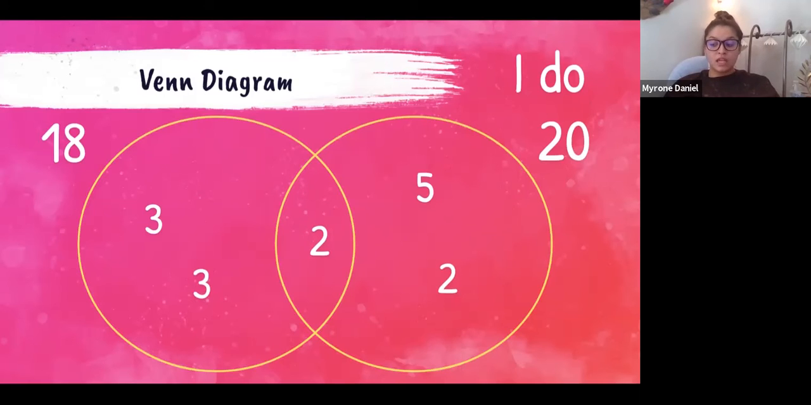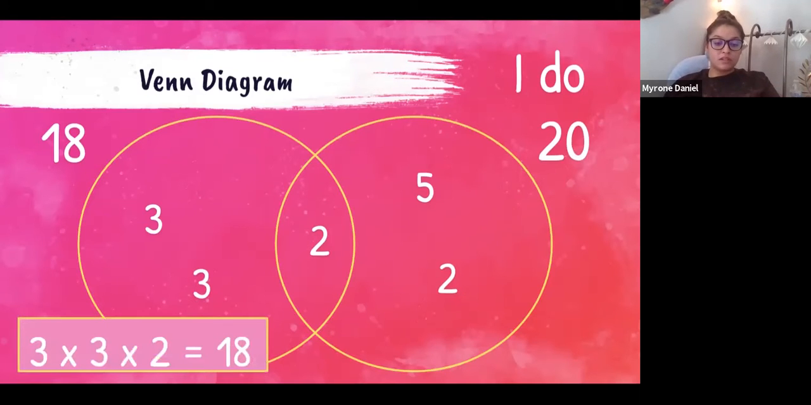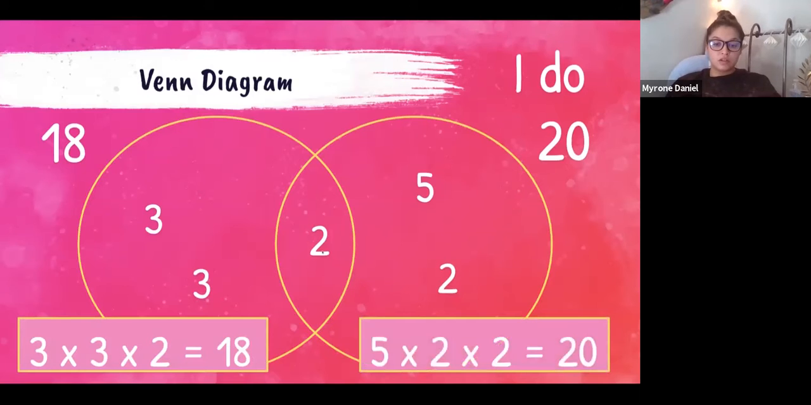So, looking at these numbers, we know that 3 times 3 times 2 equals 18, and we also have 5 times 2 times 2 for 20. Because they share this number, that sharing is going to be in the middle. So the greatest common factor of 18 and 20 is going to be 2. This might still be a little confusing for you right now, so I'm going to do another number for you.